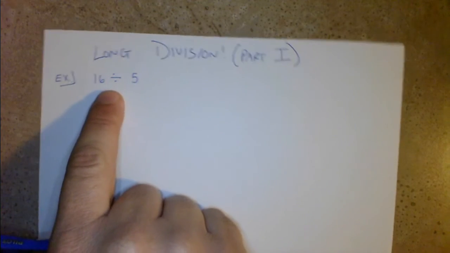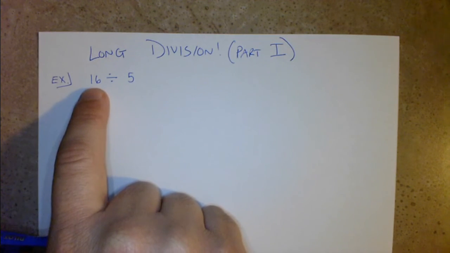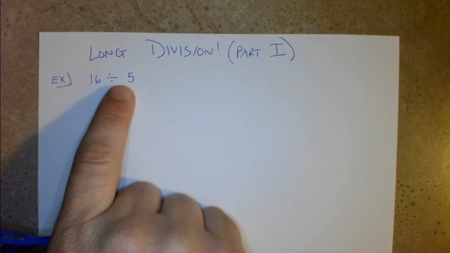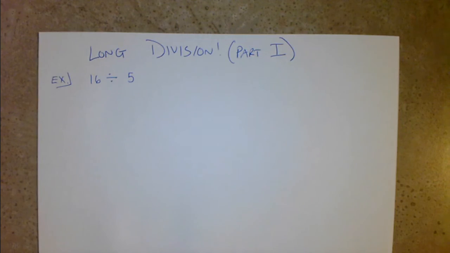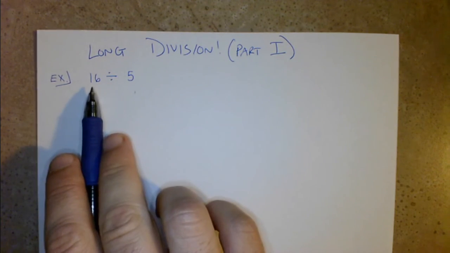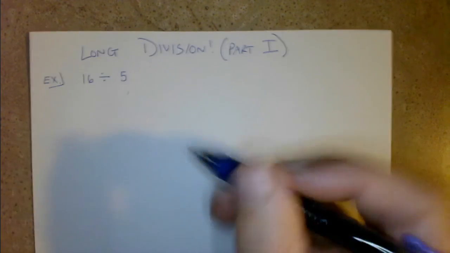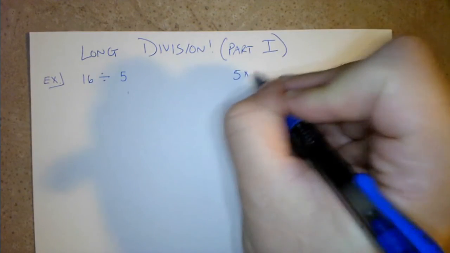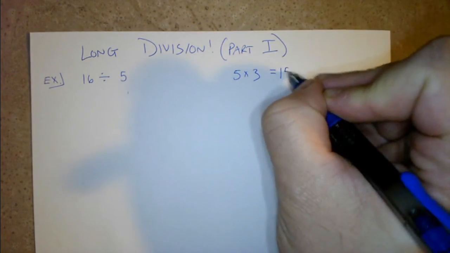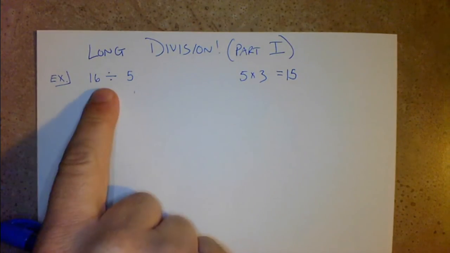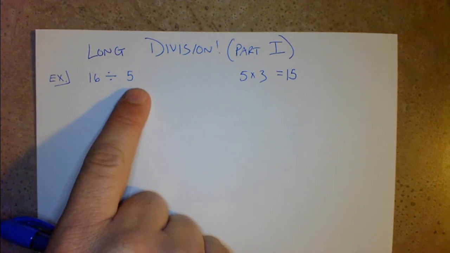So I want to start off very, very basic and say I want to divide 5 into 16. Now 5 does not evenly go into 16. So we know that 5 times 3 is 15. So it would go in there 3 times, but we'd have 1 left over.